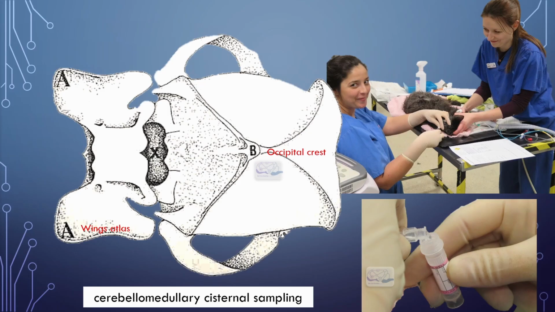So the easiest site to obtain is from the cerebellomedullary cistern, and you do this by putting a needle between the atlas and the occipital bone or supraoccipital bone, and you need to open that space, so you flex the dog's head. It's very important to get a skilled operator helping you to position the dog, because the dog's head should be at 90 degrees and they should be horizontal to the table.